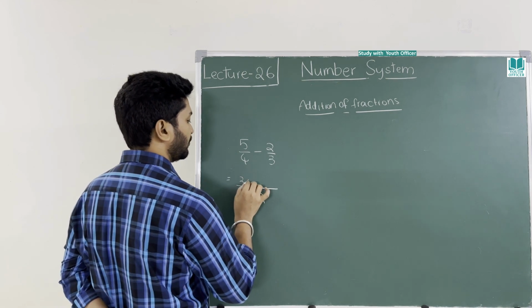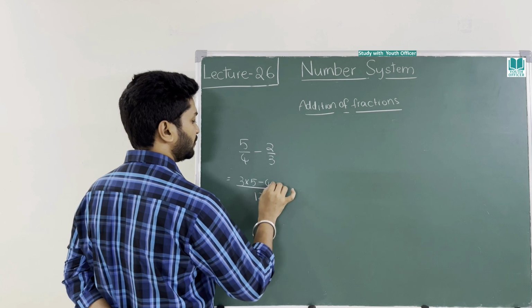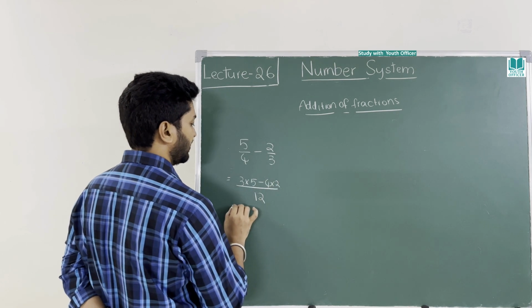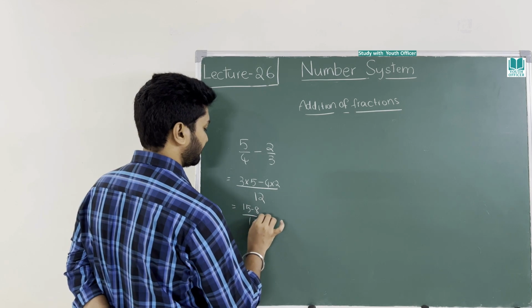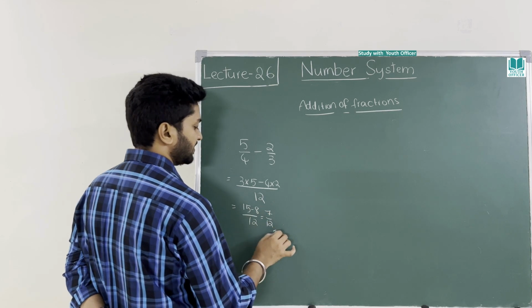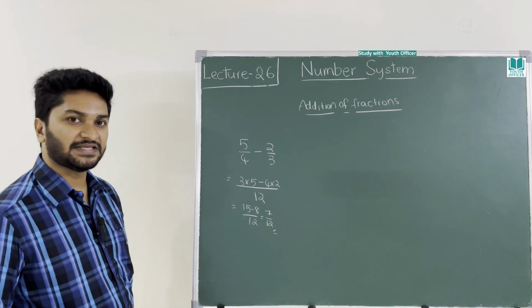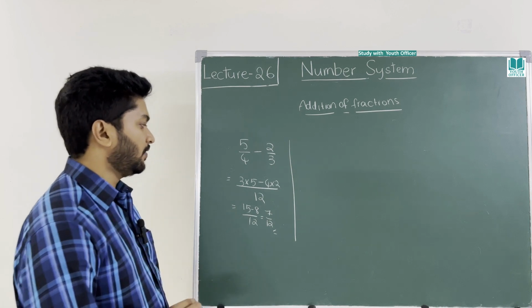Answer will be 12. 4 how many times? 3 times. Into numerator is 5, minus 3 4 times into numerator is 2. 15 minus 8 by 12. 15 minus 8 is 7 by 12. This is how you are supposed to do subtractions. Easy? Okay, done.